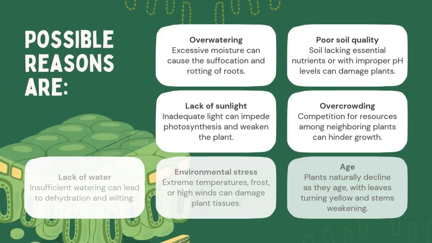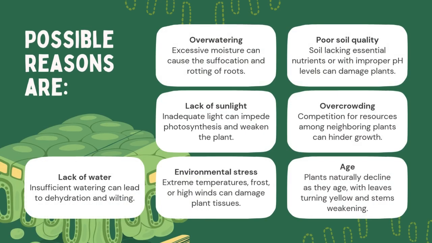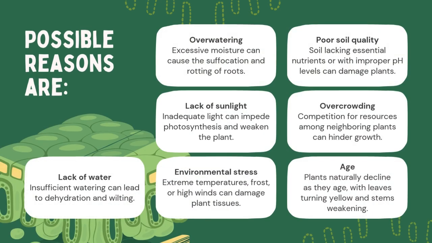Poor soil quality. Soil lacking essential nutrients or with improper pH levels can damage plants. Overcrowding. Competition for resources among neighboring plants can hinder growth. Age. Plants naturally decline as they age, with leaves turning yellow and stems weakening.